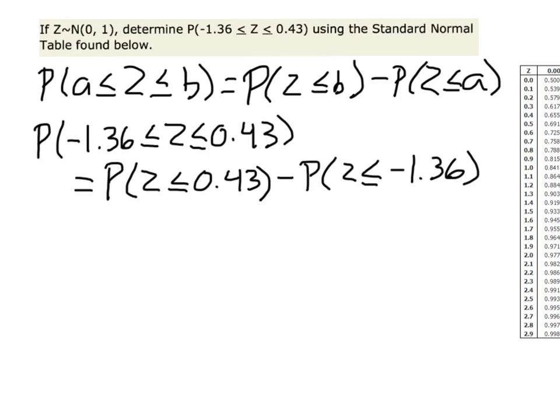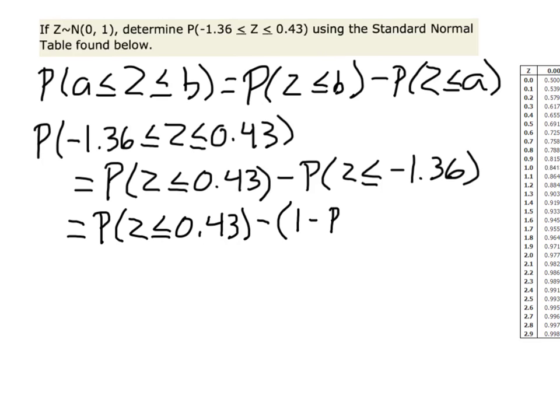Because of the second component, the probability that z is less than or equal to negative 1.36, we need to use another inequality. We know that the probability that z is less than or equal to negative a is equal to 1 minus the probability that z is less than or equal to a. So our final equation will be as follows. The probability that z is less than or equal to 0.43 minus the quantity of 1 minus the probability that z is less than or equal to 1.36.